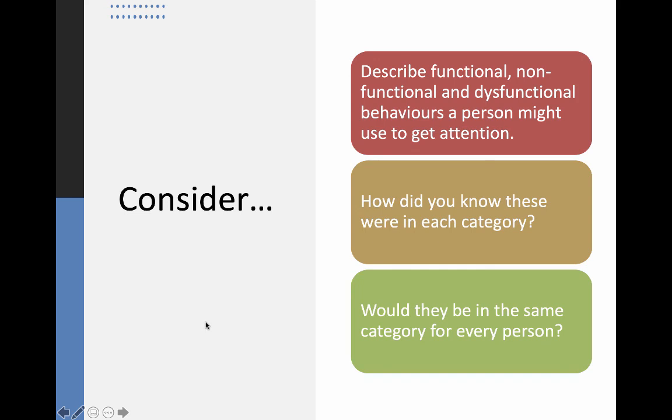So here's your blog or work I want you to do before you move on to video number 2. I want you to sit down with a piece of paper or use the online blog and describe functional, non-functional, and dysfunctional behaviors that a person might use to get attention. If their aim is to fulfill the need of attention, describe 1 functional, 1 non-functional, and 1 dysfunctional behavior for that need. Tell me how you knew that each of these fit in the category, and then answer this question. Would they be in the same category for every person? In other words, would some people consider the thing that you have as dysfunctional or non-functional to be functional if they were a different person than you?